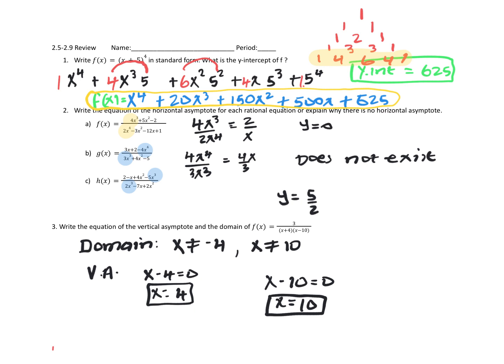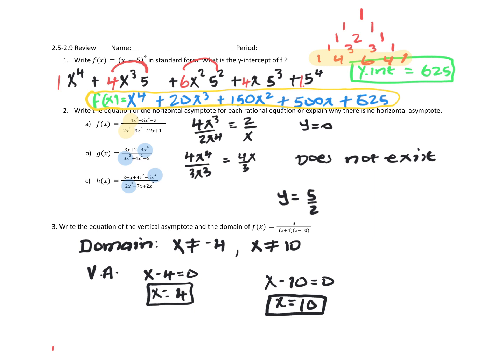And the first one is just 1, but the next one is going to be 4 times 5. That's how you get 20. This is 6 times 5 squared, which is 25. You get 150. The next one is 5 cubed, which is 125, times 4. That's how you get 500. And the next one is 5 to the power 4. We get 625. And when you get 625, remember the constant is your y-intercept. Or if you plug in 0 into this equation, that's what you get.